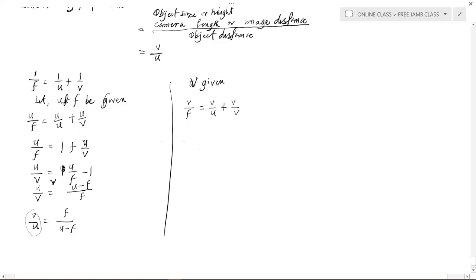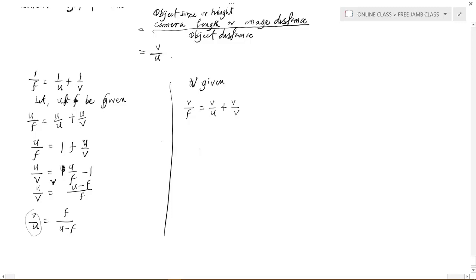Which one? The one in 1 over F equals 1 over U plus 1 over V. I said when you are given U and F, and you want to get the magnification straight without wasting time, multiply everything by U: U times 1, U times 1, U times 1. You see that everything is multiplied by U. Is that okay?